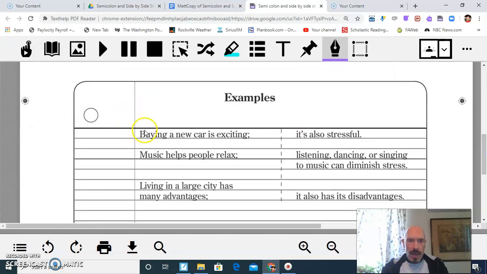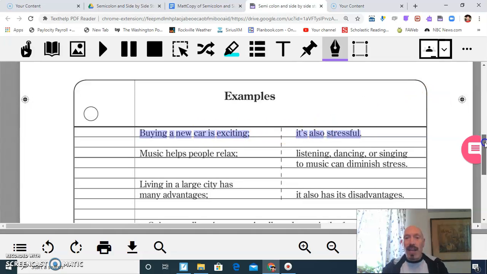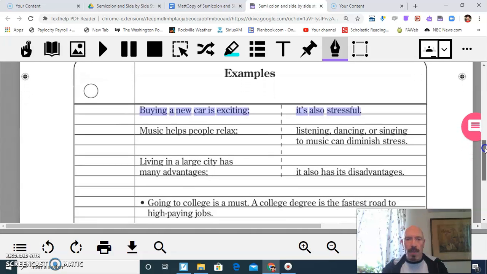So for example, here's one simple sentence. Buying a new car is exciting; it's also stressful. That's absolutely true. And here, the reason why you would want to use that semicolon is because these are two very closely related topics. It's really all about the stress of buying a new car. That's what you'd be mostly writing about. Buying a new car is exciting, that's just kind of acknowledging that, oh yeah, that's exciting. But that's not what the paragraph or essay is going to be about.